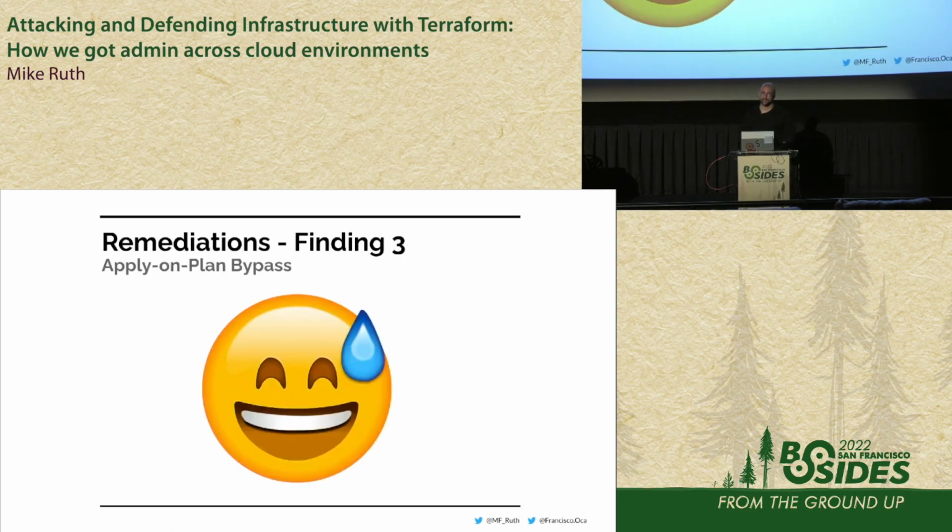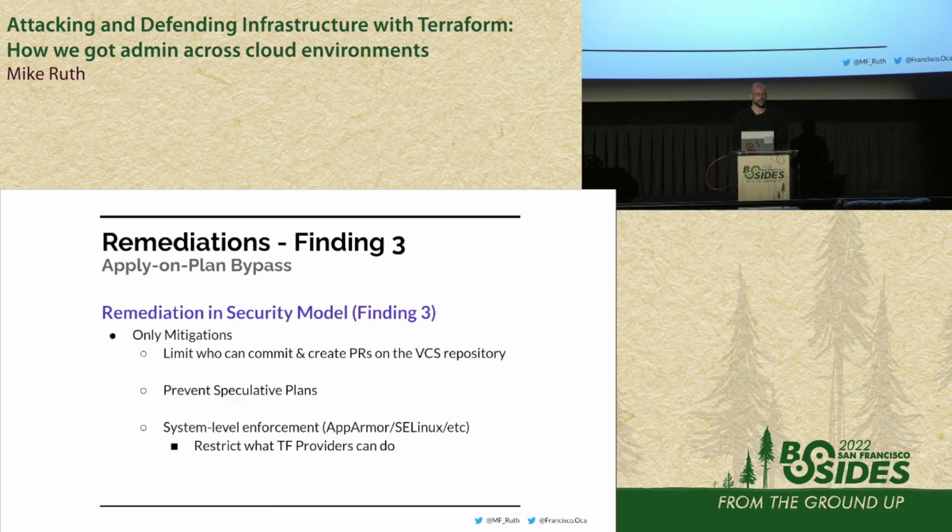Okay, finding 3. I wish that there was a better story for this. There aren't very good remediations at the moment. Finding 3 is pretty similar to finding 1, at least in terms of the access pattern, the exploit pattern, as well as some other remediations. So we can limit perhaps who can commit and create PRs on the repository. We might be able to prevent speculative plans, but they come with the same sort of regression and developer experience that we talked about with finding one.